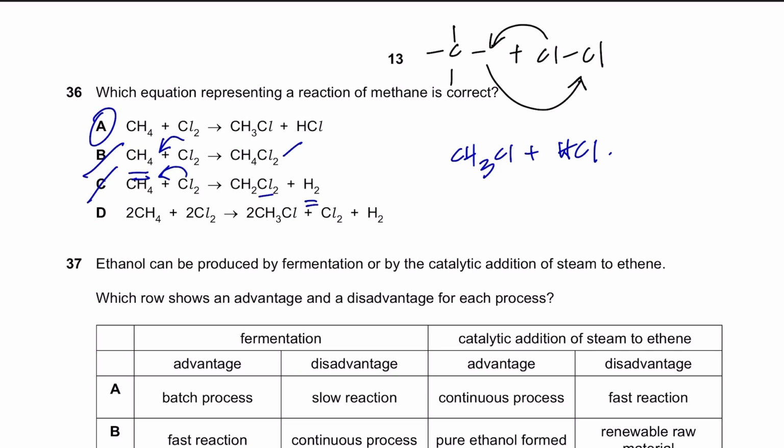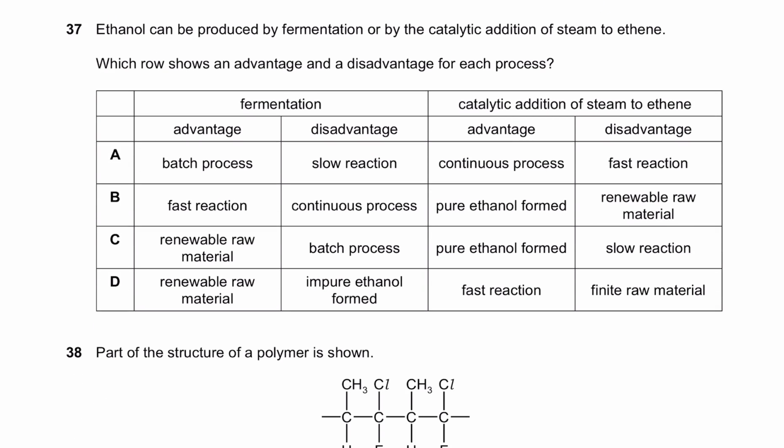So C is also wrong, and D is God knows what D is, right? So that's also wrong. Now 37 says ethanol can be produced by fermentation, which shows an advantage of fermentation and an advantage of catalytic addition. Now fermentation का advantage है, it's a batch process.